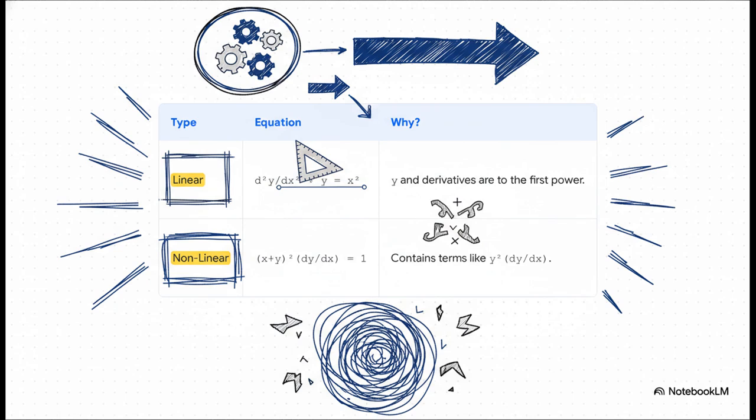The top equation, totally linear. The y and its derivative are both just to the first power. Simple. But now look at the bottom one. If you were to multiply out that x plus y squared part, you'd end up with a term that has y squared in it, which is then multiplied by dy dx. That breaks both our rules, so this equation is definitely nonlinear.